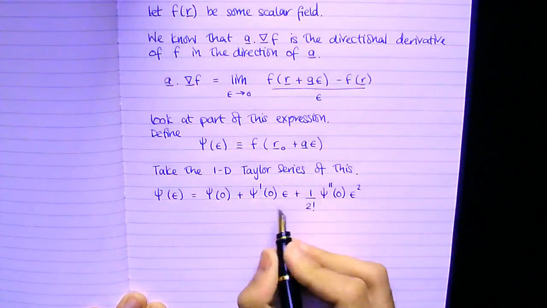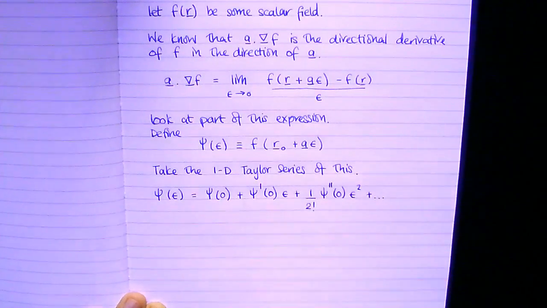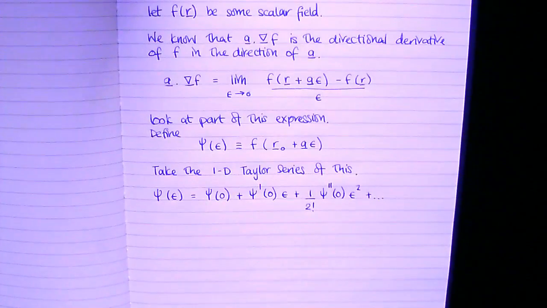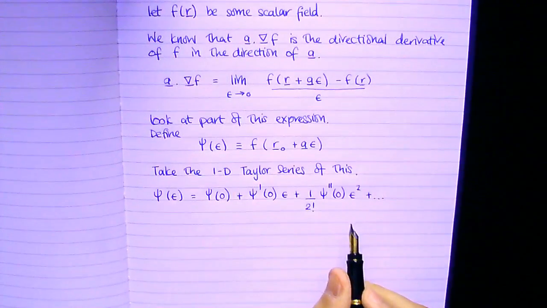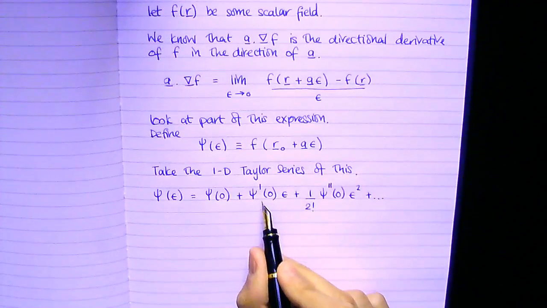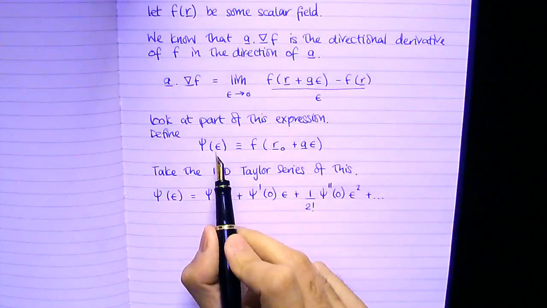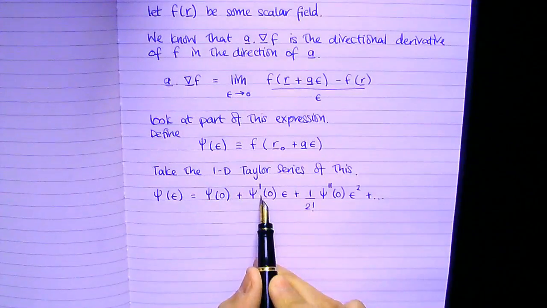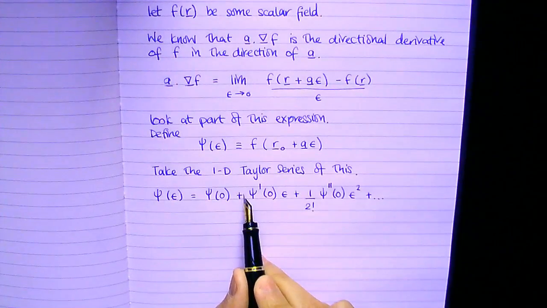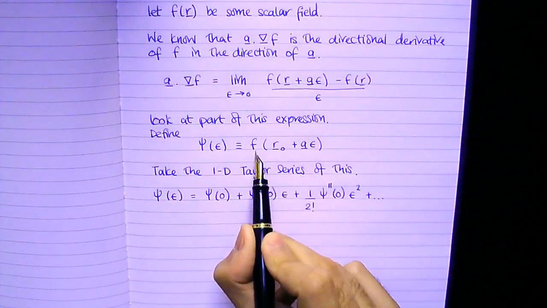Okay, so that's just how you do normal Taylor series, then you have higher order terms, dot dot dot. Okay, so that's how we expand this function as a Taylor series. Well, how do I write down these derivatives? I've got my definition of psi up here, and I want to write down these derivatives more explicitly.